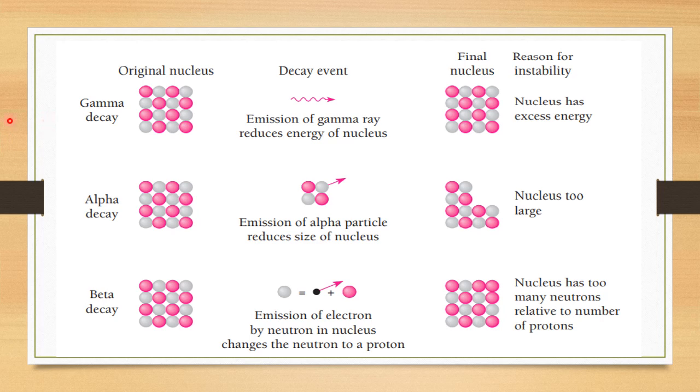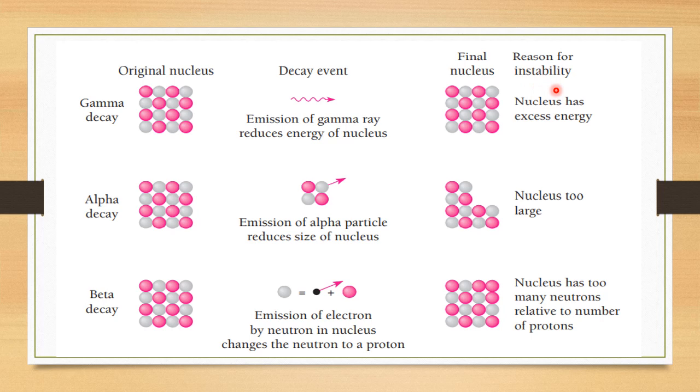Now, in a more detailed way, you can see the 5 kinds of radioactive decay. This is the gamma decay. This is the original nucleus. Red ones are the protons and these grey ones are the neutrons. So here we are considering gamma decay. Here there is an emission of a gamma ray, it reduces the energy of the nucleus. So in the final nucleus, there is no change in the number of protons or neutrons.